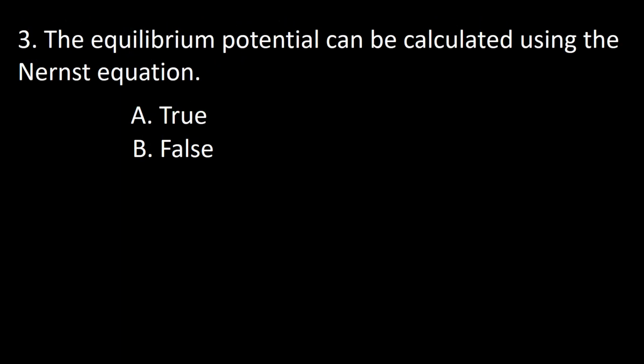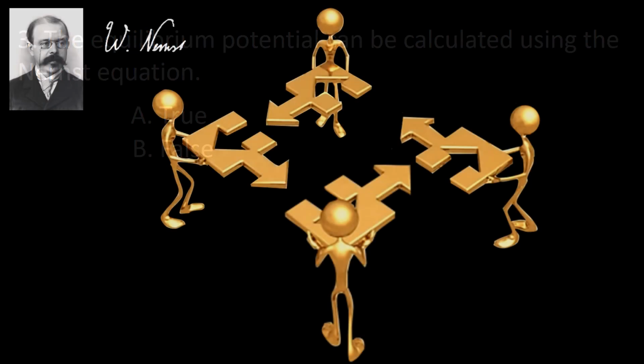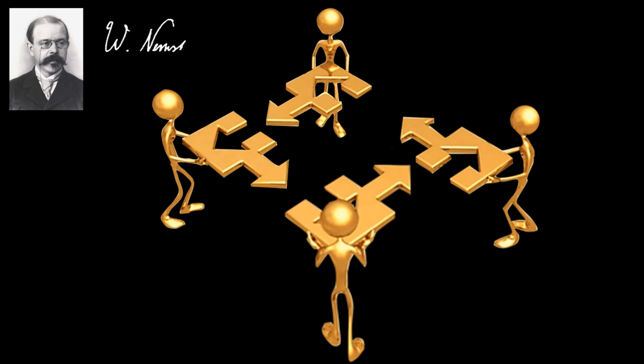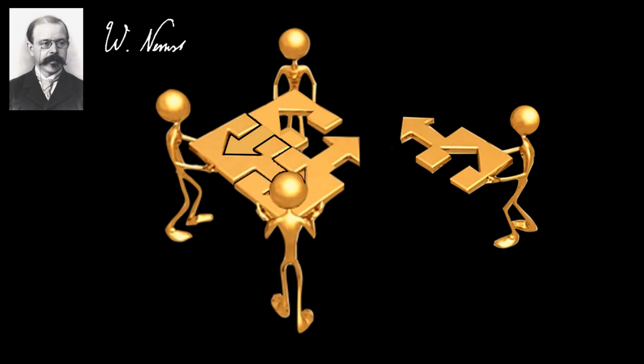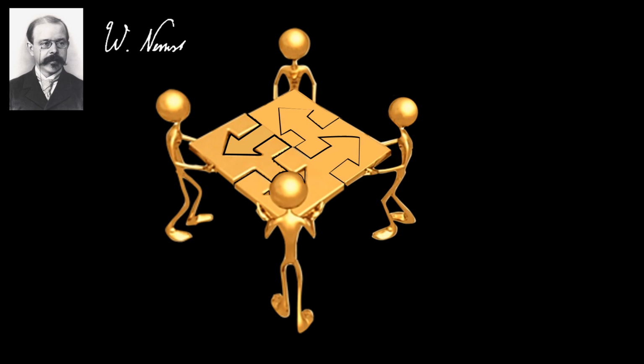Next question. The equilibrium potential can be calculated using the Nernst equation. A true, B false. The Nernst equation allows us to calculate the equilibrium potential. I think of the Nernst equation as a puzzle that has to be put together a piece at a time in order to solve the equilibrium potential of a given ion.